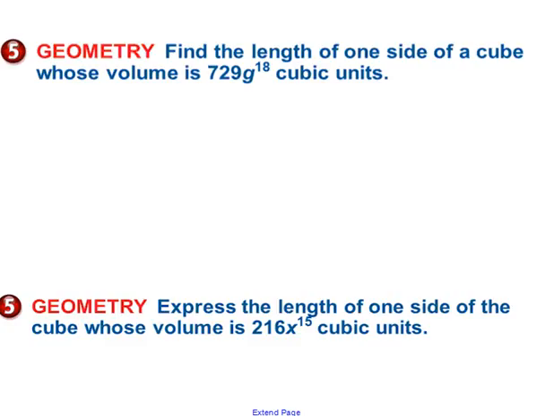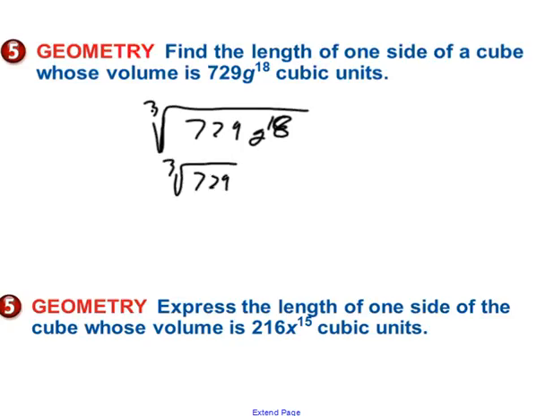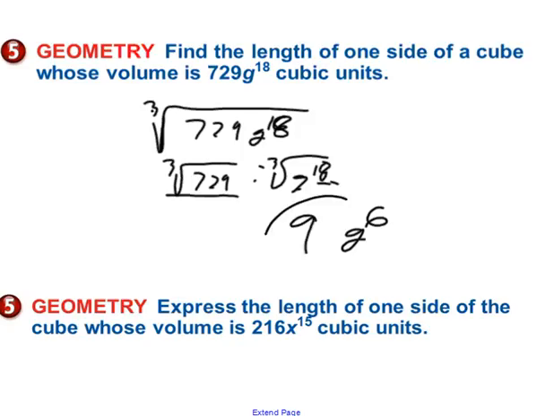Find the length of one side of a cube whose volume is 729g to the 18th. So I want to take the cube root of 729g to the 18th. Well, that's the cube root of 729 times the cube root of g to the 18th. Cube root of g to the 18th, if I divide 3 into 18, I get 6, so it's g to the 6th. And the cube root of 729 on my calculator, I get 9. So it'll be 9g to the 6th.